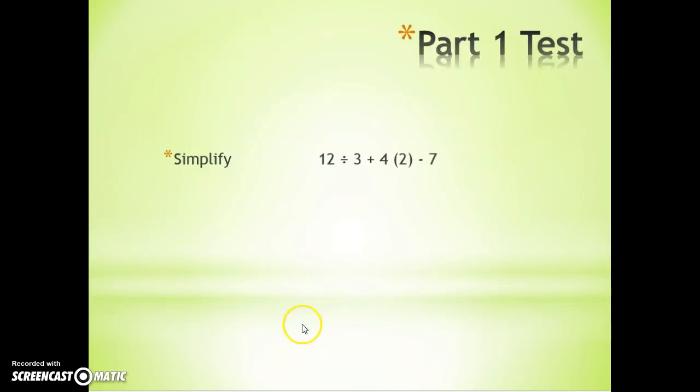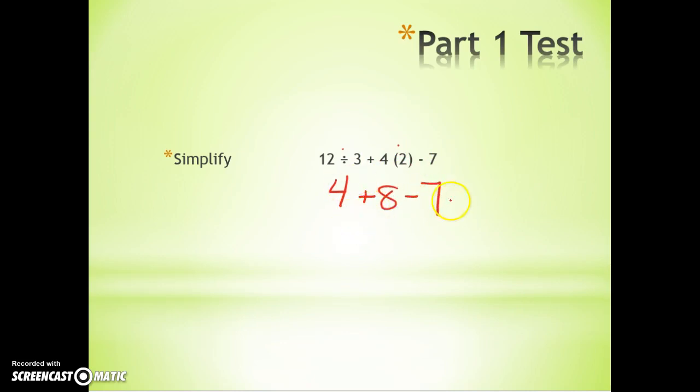Okay, marching forward to the Part 1 part of the test. You should be able to simplify statements such as this. Order of operations, we have some multiplication and we have some division. They are the same level, so we will complete those in order from left to right. The division comes first, so 12 divided by 3 is 4. Next we have our multiplication. 4 times 2 is 8.